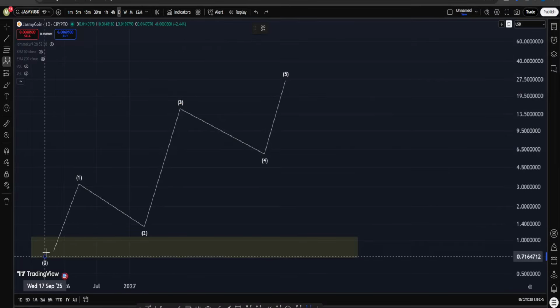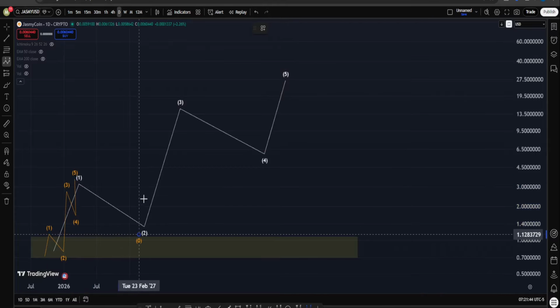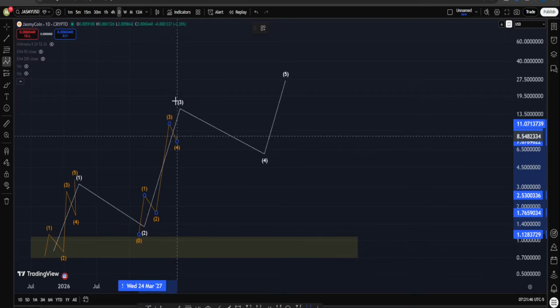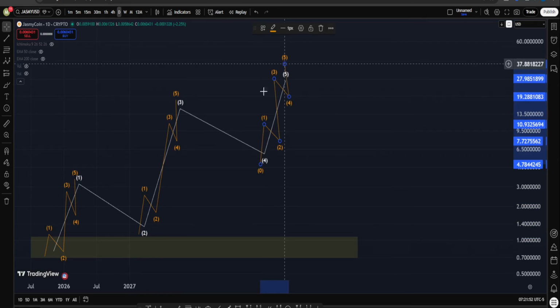And in terms of the subwaves, by the way, Happy New Year. Hopefully this year is going to be the one where you make a whole lot of money, and we are finally hopefully going to see a beautiful altcoin season. Anyway, back to our structure.